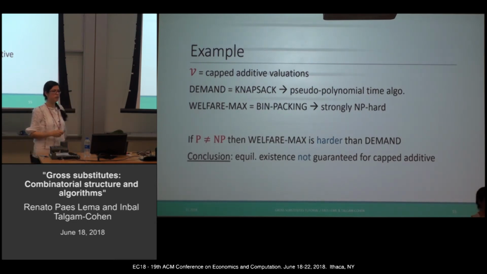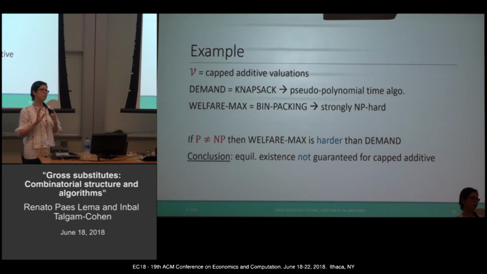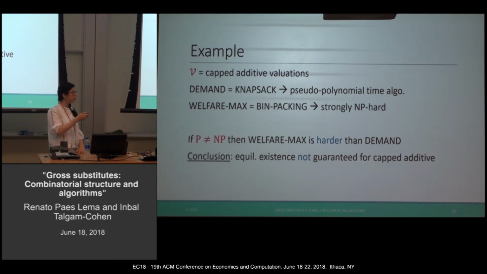So this is the way you can use this theorem. And the relation to gross substitutes is, of course, as we saw, it's exactly the frontier of tractability for demand and welfare maximization. And this is very suggestive that maybe the reason that we have existence of a Walrasian equilibrium for gross substitutes is somehow this relation to computational complexity.